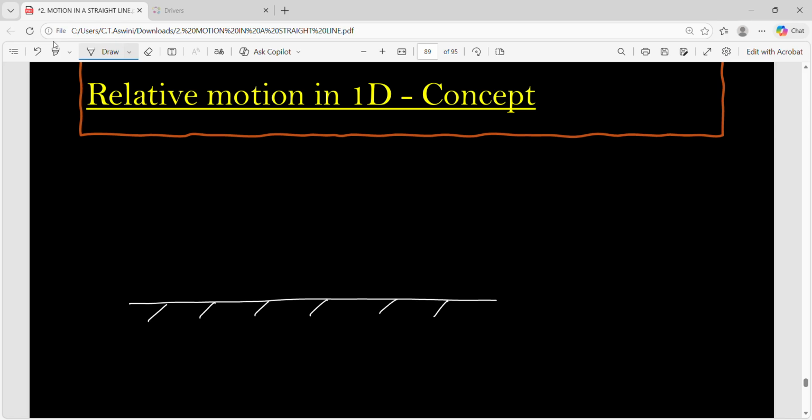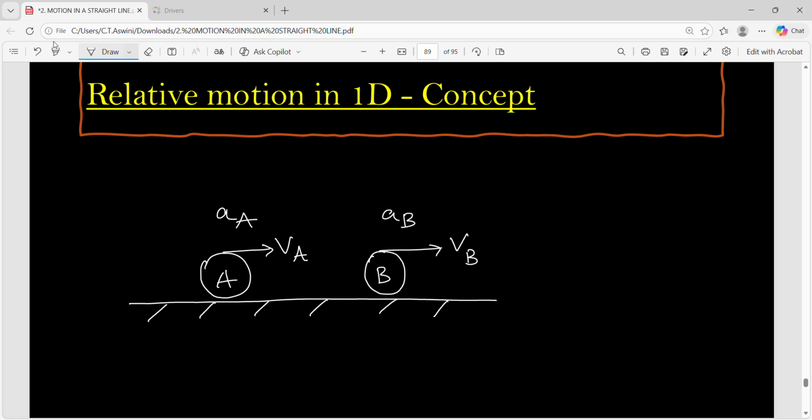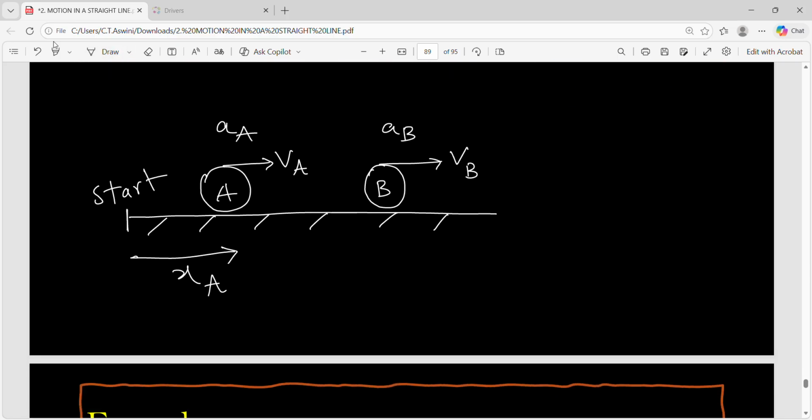Let this be the road. This is vehicle A and this is vehicle B. Imagine both are traveling in the same direction. This is velocity of A object and this is velocity of B object. Acceleration of A and acceleration of B. Imagine both are starting from this point. So what is this gap? This is displacement of A. Now similarly, what is this? It is the displacement of B object, right?